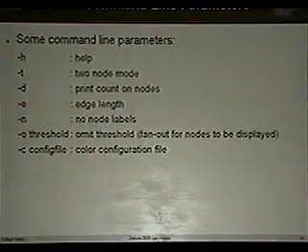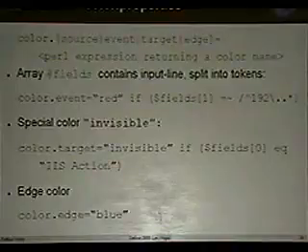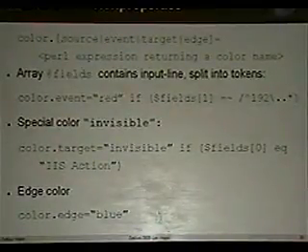And then the most important thing is the -c. You can pass it a color property file. I'm going to show in a second how this works. So the property file just has color.source, for example, equals, and then you can pass it a Perl expression, and the expression just has to return a color, like red, this string.